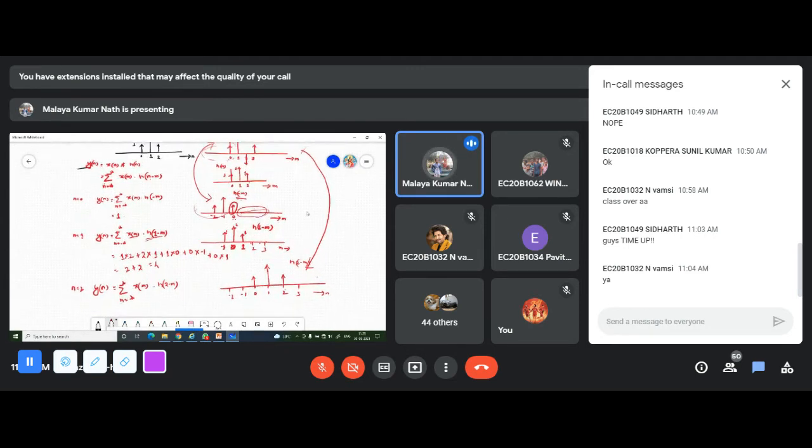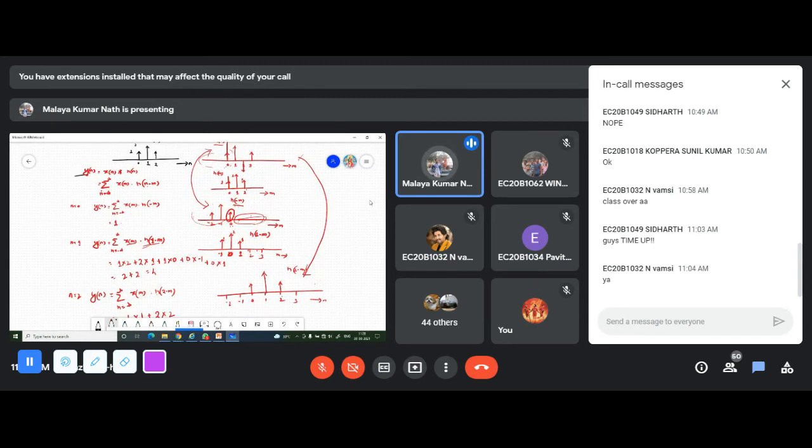I'll just write it here. What is the value of x of m? x of m at m is equal to 2 is minus 1 into h of 2 minus 1 at m is equal to 2, which is equal to plus 1. So that is equal to this. Then m is equal to 1. What is the magnitude? x of m is equal to 2 at m is equal to 1. This magnitude is equal to 2. Am I right or not? Are you getting or not?